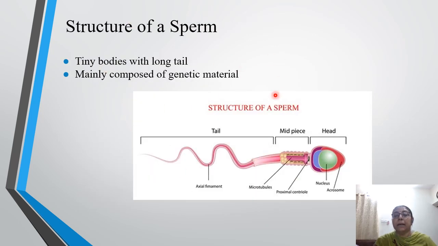So here is the same explanation. Even though it is microscopic in nature, it has a head part, a middle piece, and then a long tail that helps the sperm to move forward. The nucleus contains the haploid genetic material. Paternal genetic material is present inside.